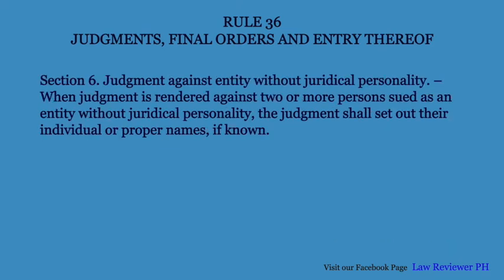Section 6. Judgment against entity without juridical personality. When judgment is rendered against two or more persons, sued as an entity without juridical personality, the judgment shall set out their individual or proper names, if known.